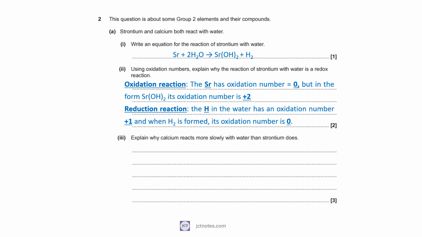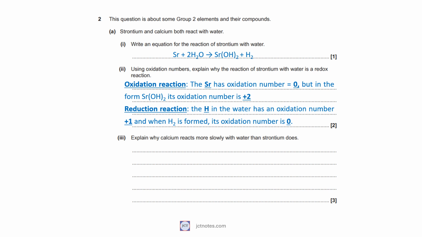In this reaction, we have the oxidation reaction in which the strontium metal passes from oxidation state 0 to oxidation state +2 in the strontium hydroxide. In the reduction reaction, the hydrogen in the water passes from oxidation state +1 to oxidation state 0 in the hydrogen gas. In the third question, we are asked why calcium reacts more slowly with water than strontium.